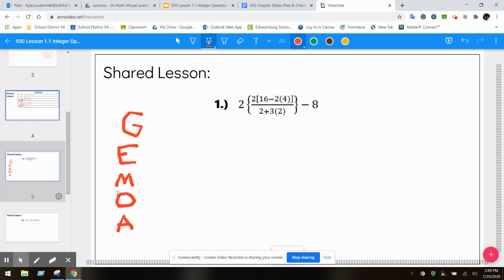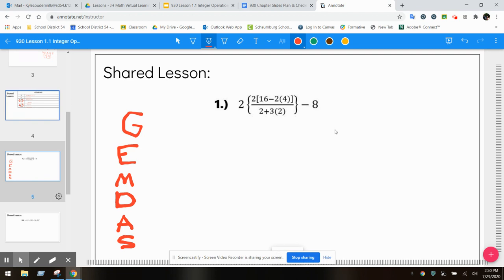So I'm writing GEMDAS, that's a D. Okay. So I look at this and I got to develop a plan. You got to look at the whole problem before you start. Because if you try to multiply that 2 that's on the front, you're going to get it wrong. So you got to say, all right, where is the most grouping symbols I see?